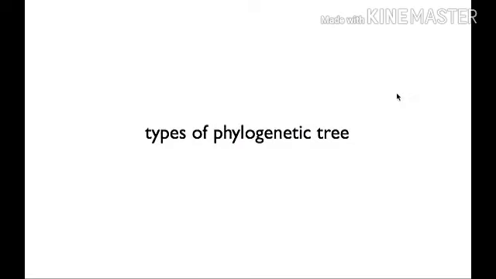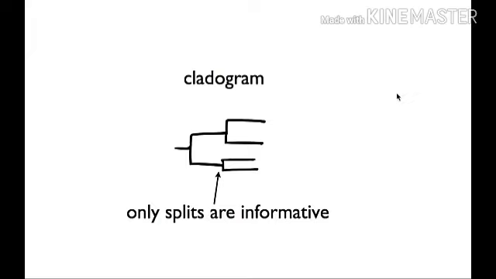What types of phylogenetic tree are there? There's a cladogram which only shows the relationships between the organisms in terms of their divergence. So only the splits between organisms are informative. These tell you the common ancestors.